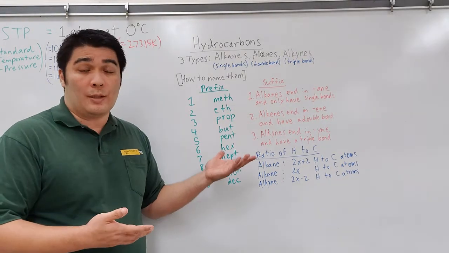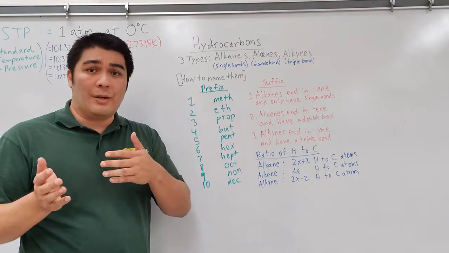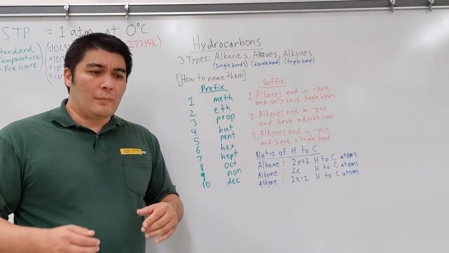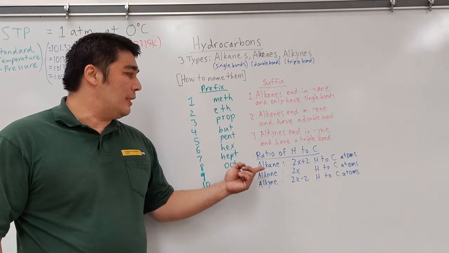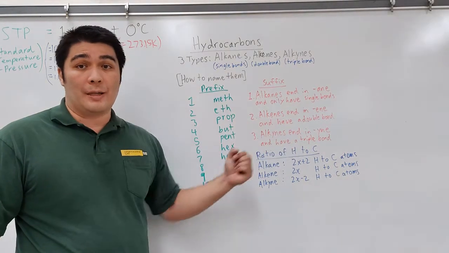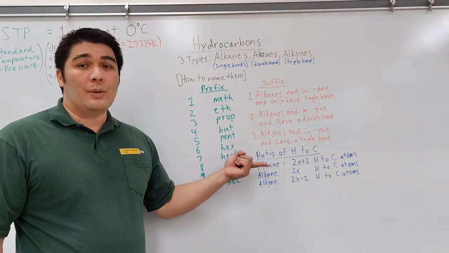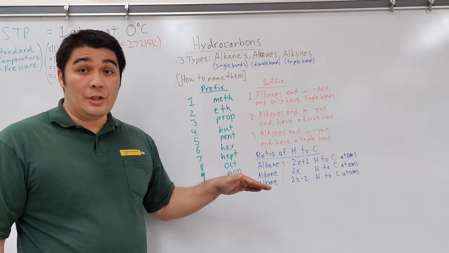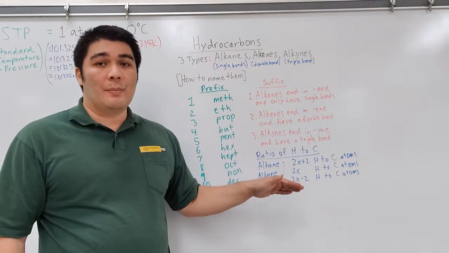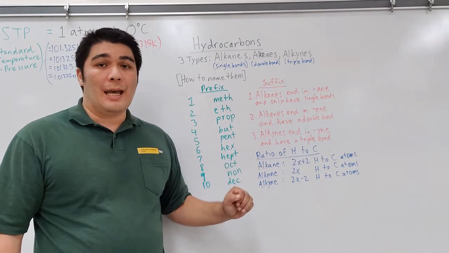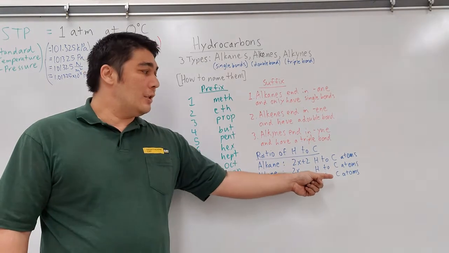And now, how do you know what the chemical formula is? Because this is all well and good, we can name them, but it's also imperative that we know how to write out their chemical formula. So what you do is you take the ratio. In order to write out the chemical formula, you need to know the ratio of hydrogen atoms to carbon atoms. And so to do that, for an alkane, the formula is it will have 2x plus 2 hydrogens to x carbon atoms. Alkenes will have 2x hydrogen atoms to x carbon atoms. And alkynes will have 2x minus 2 hydrogens to x carbon atoms.